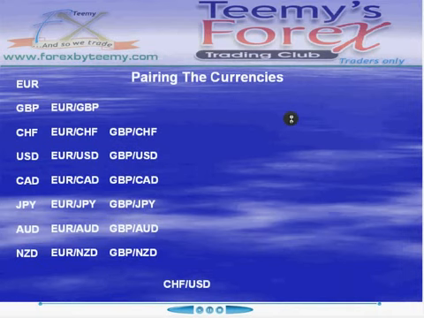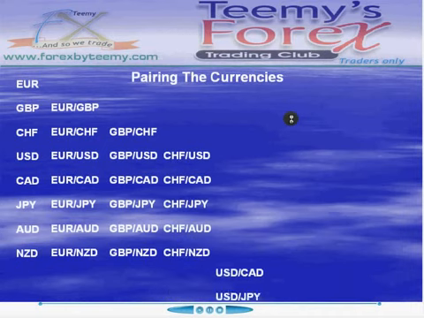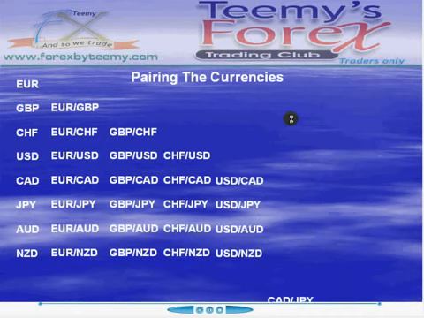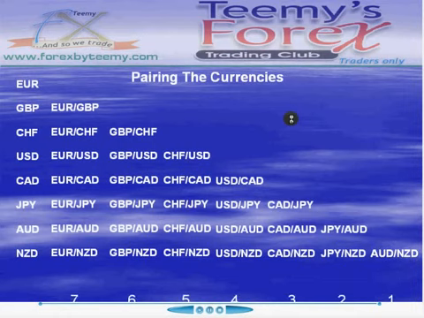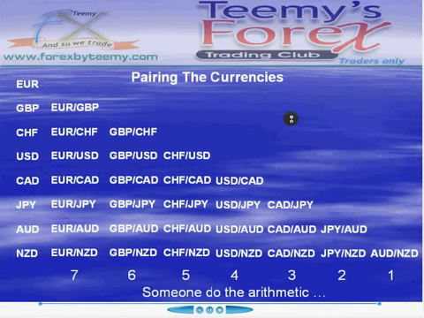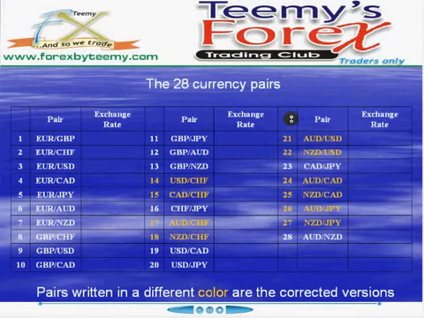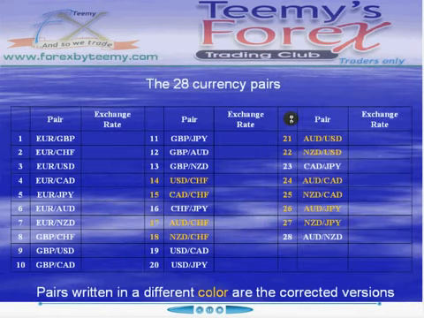And so on. CHF giving us 5 more, the Canadian dollar giving us 4, yen 3, Aussie giving us 2 more, and the Kiwi 1 more. So then we sum them together: 7, 6, 5, 4, 3, 2, 1. What do you have? So at the end of the day, we have all 28 currency pairs we'll be trading on our Forex charts.